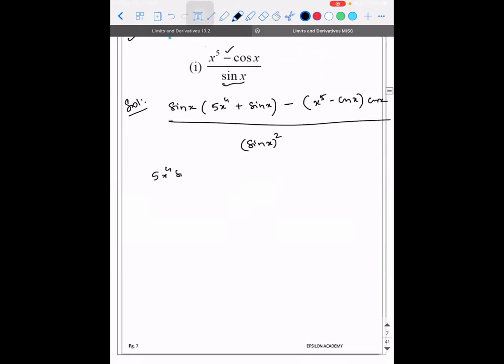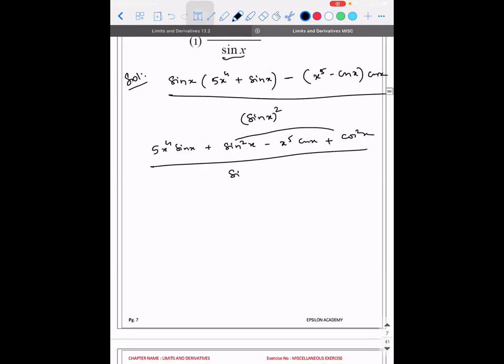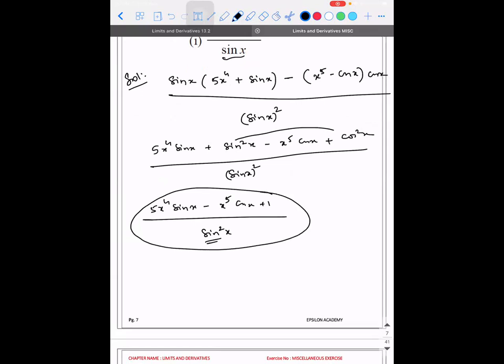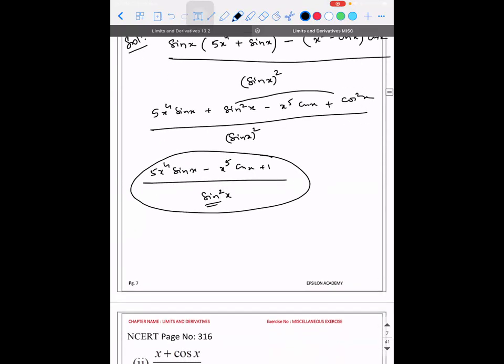So it is 5x power 4 sin x plus sin square x minus x power 5 cos x plus cos square x. So sin square x plus cos square x is 1. 5x power 4 sin x minus x power 5 cos x plus 1, the whole divided by sin square x. Right? Is that clear? Yes, sir. So this is the logic. Copy it.